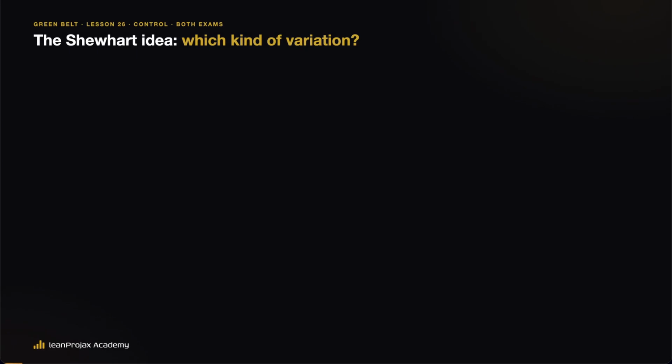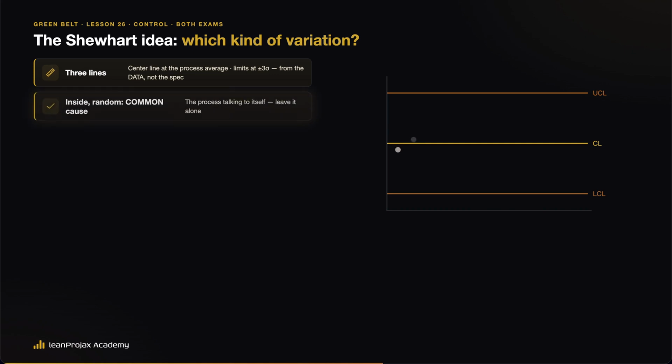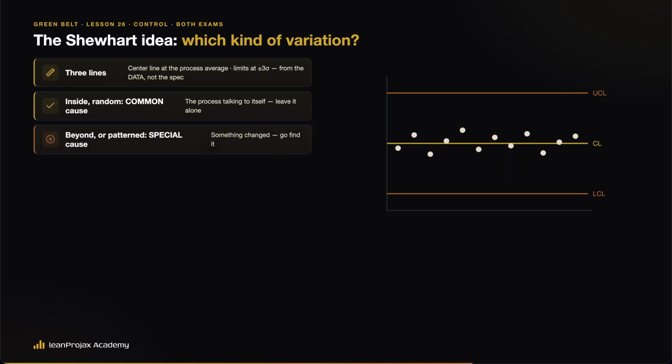The Shewhart idea, one sentence. Every process varies. The chart tells you which kind of variation you're looking at. 3 lines. The center line at the process average and control limits at plus and minus 3 sigma, calculated from the data, not from the spec. Inside the limits, random pattern, common cause. The process talking to itself. Leave it alone. Beyond a limit, or in a suspicious pattern, special cause. Something changed. Go find it. React to signals, not to noise. That discipline is the whole phase.